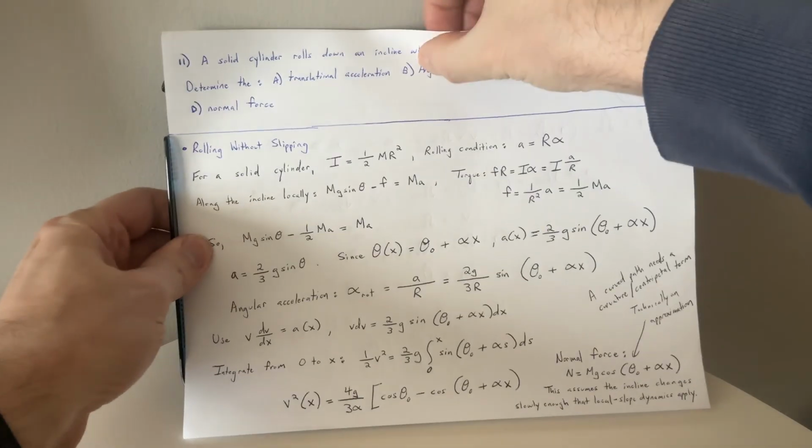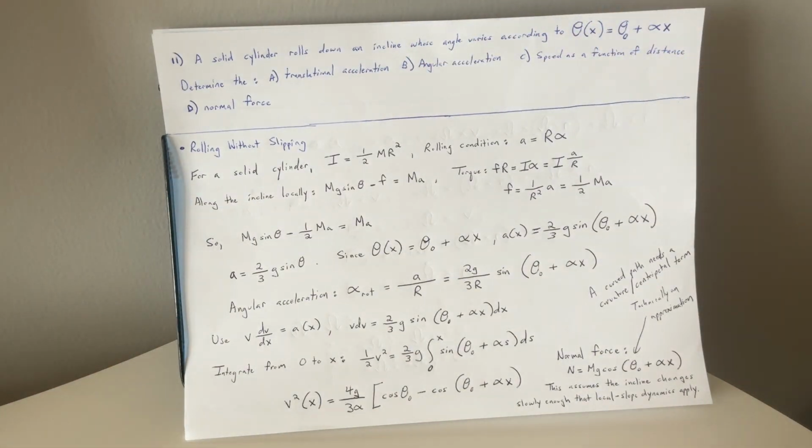Number 11: we have a solid cylinder that rolls down an incline whose angle varies according to theta of x equals theta naught plus alpha x. We want to determine the translational acceleration, the angular acceleration, the speed as a function of distance, and also the normal force. So this is a rolling without slipping problem. For a solid cylinder, I equals 1/2 m r squared, and the rolling condition is a equals r alpha.